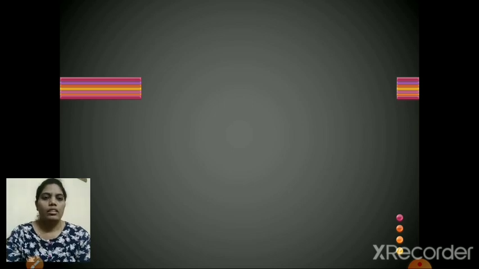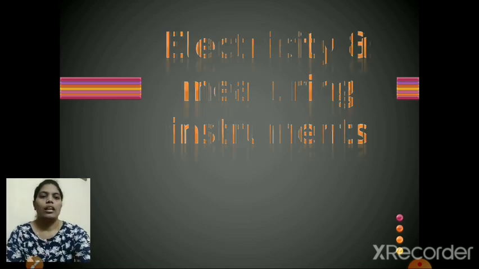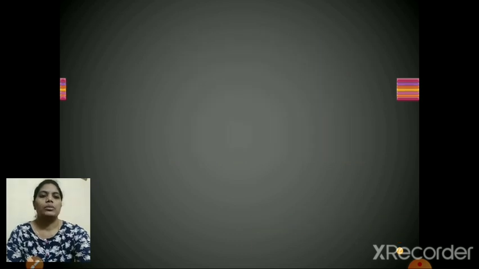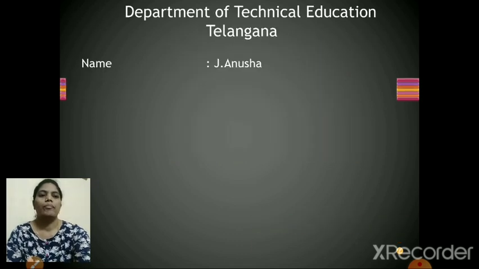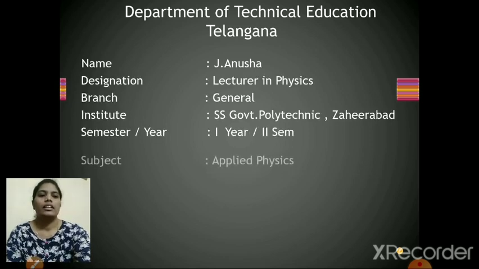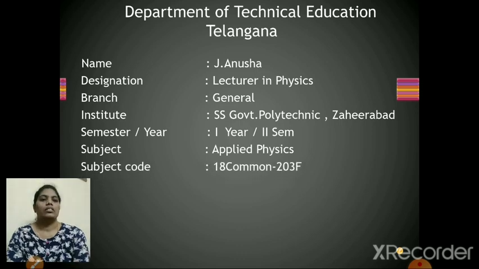Myself, J. Anusha, working as lecturer in physics at SS Government Polytechnic, Zahirabad. I am dealing with the subject applied physics. So that is for first year, second sem students. And the subject code for applied physics is 18 common 203F.